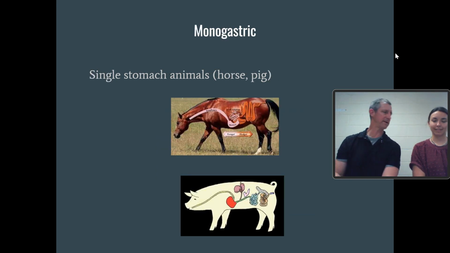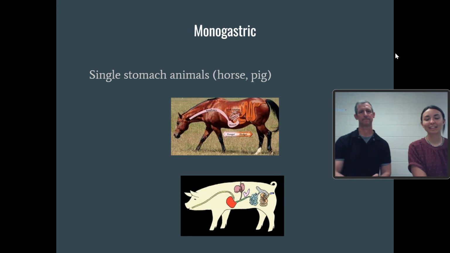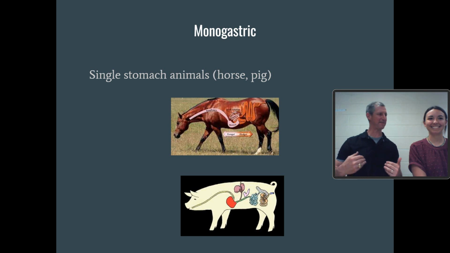All right, let's do monogastric. Monogastric animals just have one stomach. The word mono at the beginning means just one, so they only have one stomach. Some examples of that are horses and pigs. They differ from cattle in that they don't have the 4 compartments, but just one compartment. So I'll ask the good question of, in humans, are we ruminants or are we monogastric?